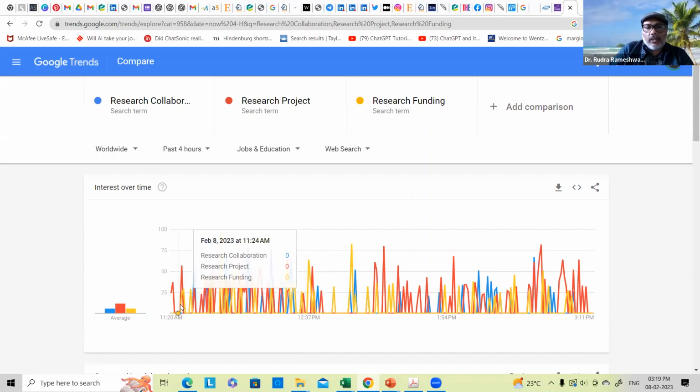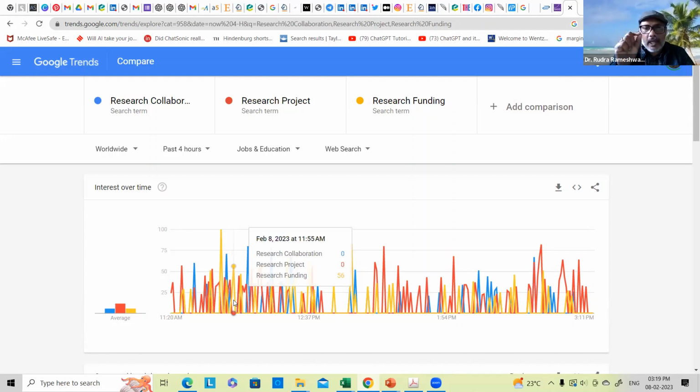Here you can see, let me check this 56. If I stop this one, at 11:55 a.m., research collaboration was 0, research project was 0, but research funding was 56 over a period of time. It shows the interest. So that's why Google Trends is very much important.